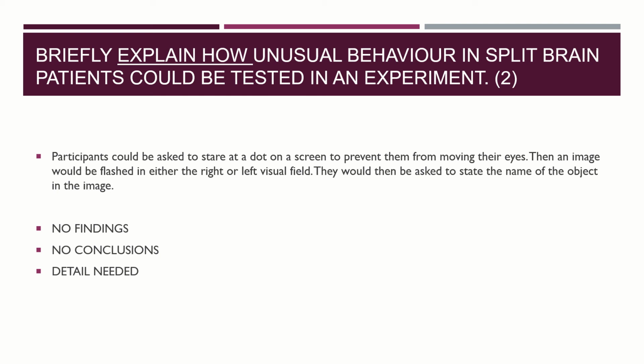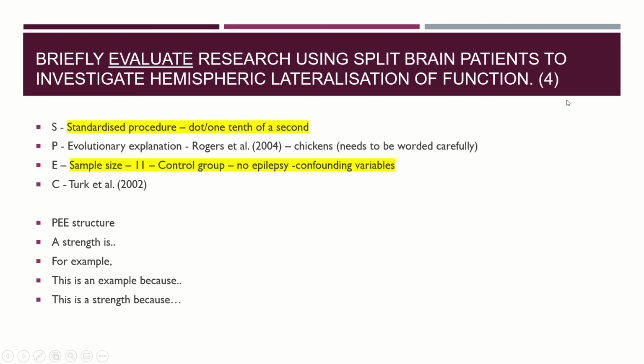And then I said they were asked to state the name. They could be asked to draw it. So there are a couple of variations on this. So if you're slightly different and you've got the 2 marks, don't worry. But if you haven't got the 2 marks, that's the detail they were looking for. And it was explain how. So a step-by-step guide to how they studied the behaviour.